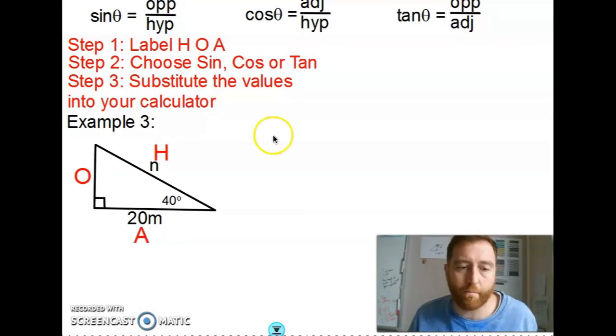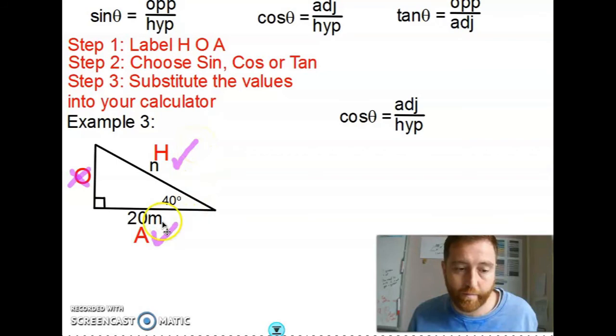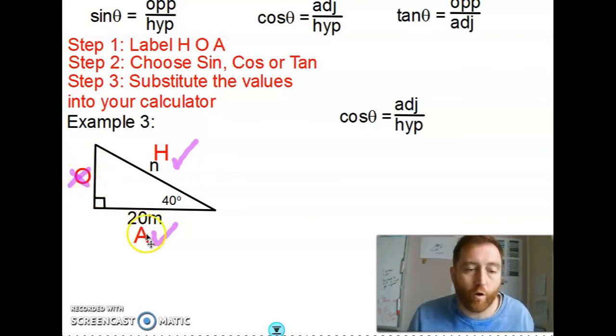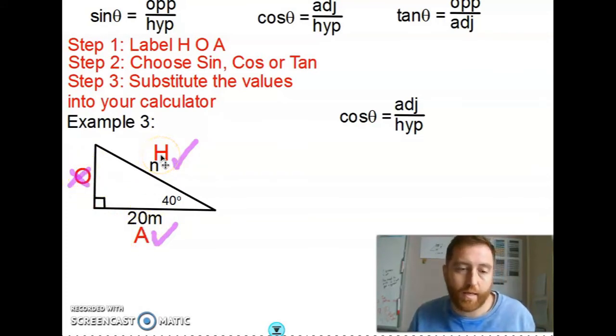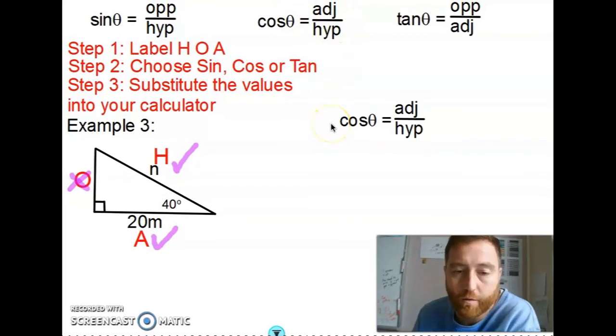So we label it up. Hypotenuse, the longest side. Opposite the angle. Adjacent. Job done. Then we choose sin, cos or tan. Well, this is what we're looking for. This is 20. We've got it. It's useful. This one, we're not using it. We're not looking for it. So we want A and H. And A and H, let's have a look, is cos. That's the ratio we're going to use.